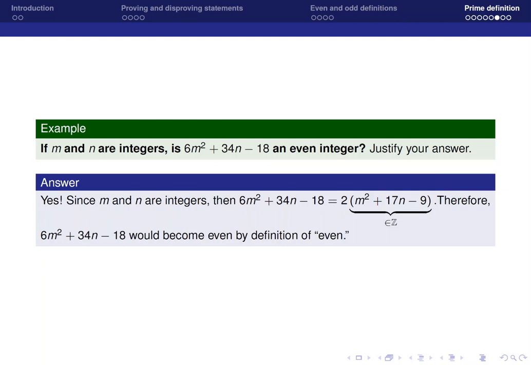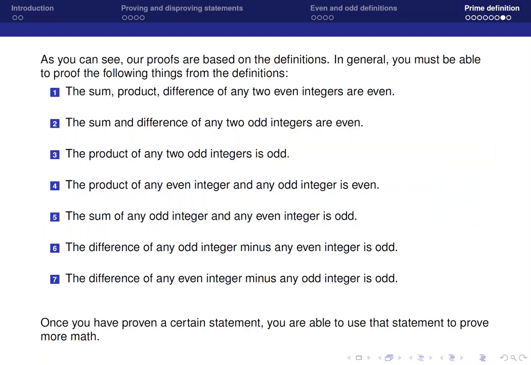This is not a formal proof because it doesn't have all the details of a proof. If you're not sure which one they're asking for, it's a good idea to go with a formal proof. So you can see our proofs are based on definitions and theorems, and in general, you must be able to prove the following things from definitions on a test or on a quiz or something like a homework assignment. So these are 7 statements that can be proven with the basic definitions of even and odd. So it's a good idea to practice doing some of these problems.